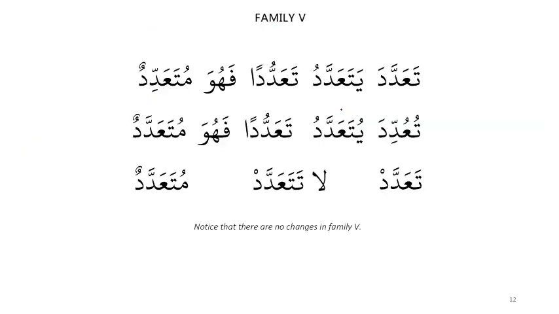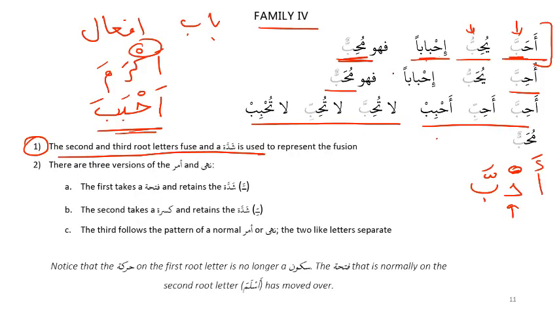Okay. Then family five. This is another shadda family or a shadda bab. Tafa'ala. Quick question. When you go to family four, there's a muhabbun in the last line. Yeah, this is zarf. Muhabbun is zarf, and again, this and this are the same. And from context, we'll have to figure out whether we are talking about a maful or a zarf. Okay, got it. Thanks.